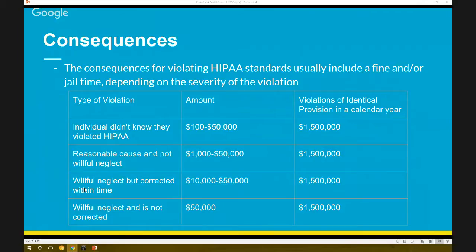So as you can see, if a violation has been made, a form needs to be filled out that is documenting the patient or the violation of HIPAA standards. And so there are consequences for violating HIPAA. So it's really important. Next slide, please.